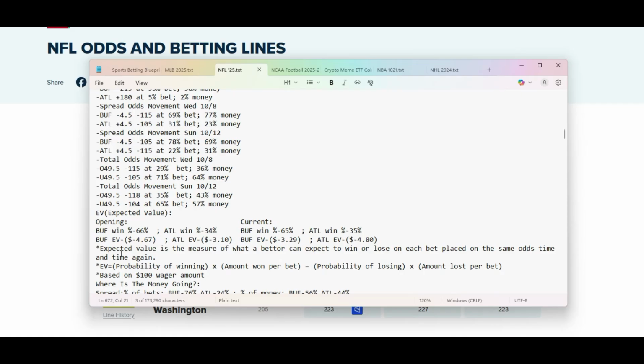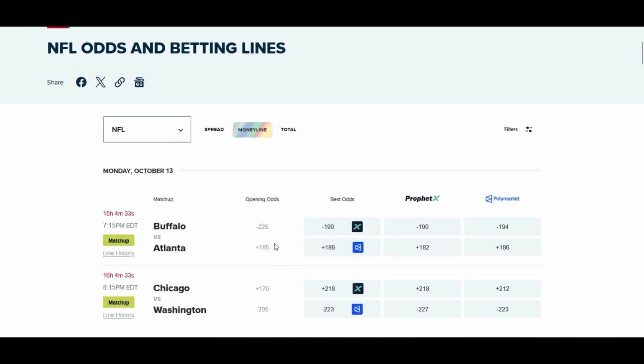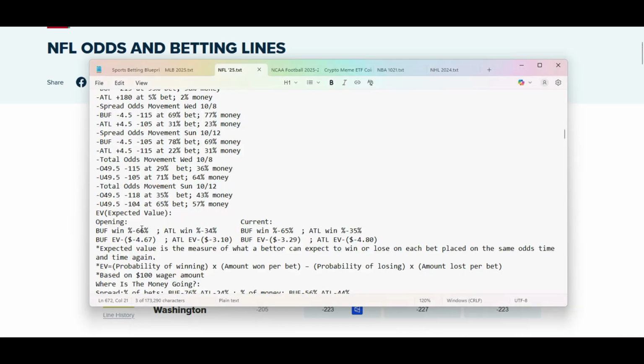66% betting percentage based off of the opening. Opening minus 225 for Buffalo. As you can see here, plus 185 for Atlanta. That is based off that. Buffalo 66% win percentage, 34% win percentage for Atlanta. That gives Buffalo a negative $4.67 expected value. That gives Atlanta a negative $3.10 expected value.